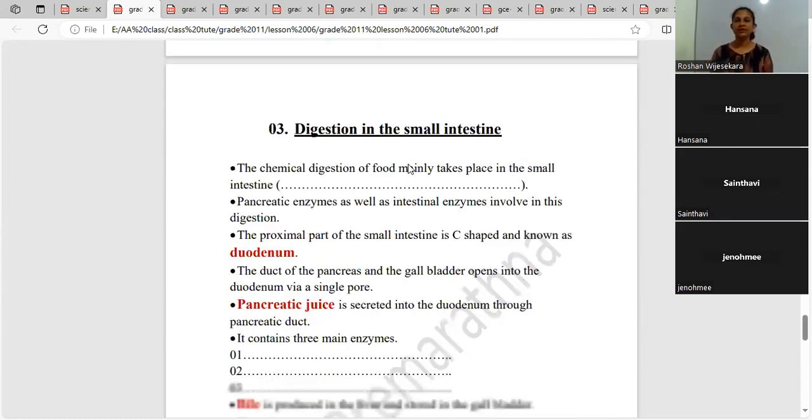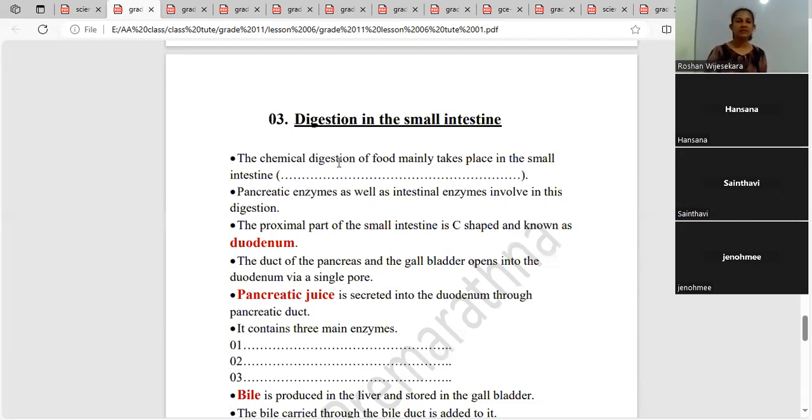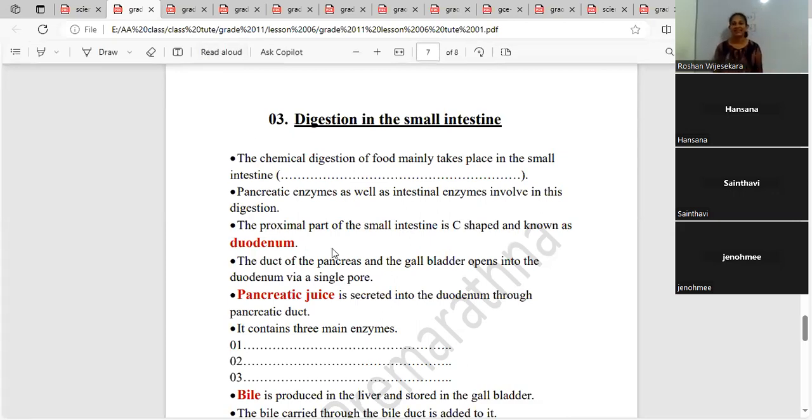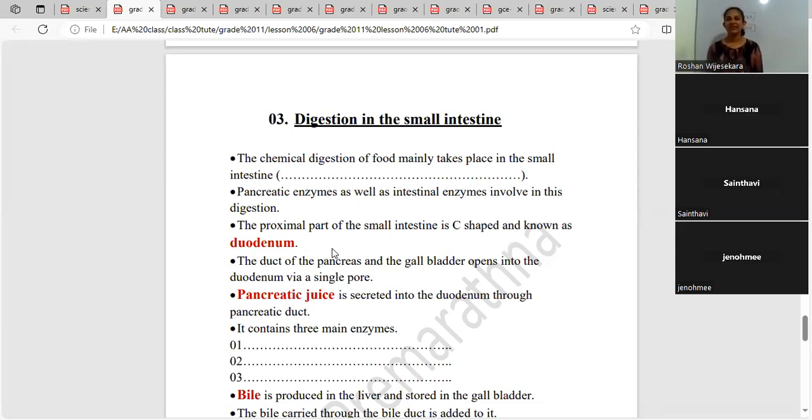Digestion in small intestine. Saitavi asked me, what should we write in this blank space? Did you find the answer, Saitavi? Yes, teacher, you sent me, teacher. 7 meter long. Yes, teacher. Yes, the small intestine is 7 meters in length. Okay, very long. That is to complete food digestion. Okay.